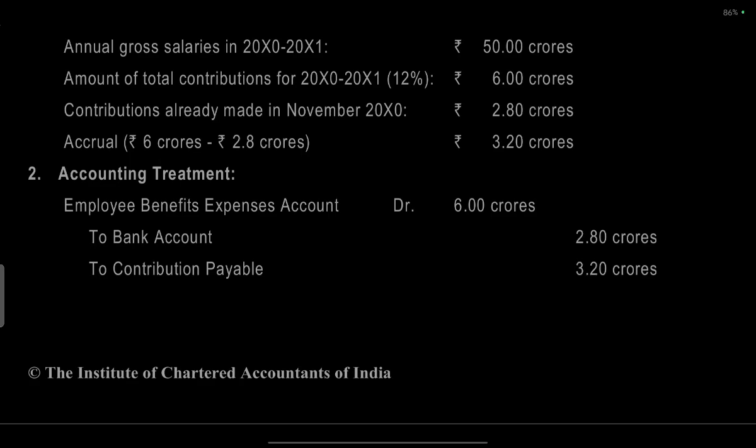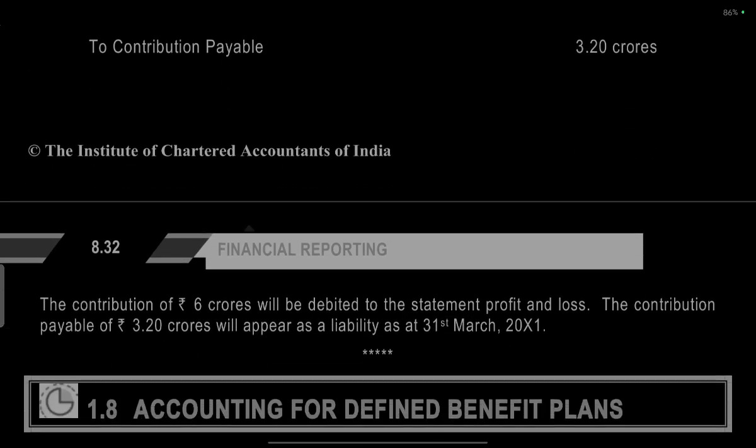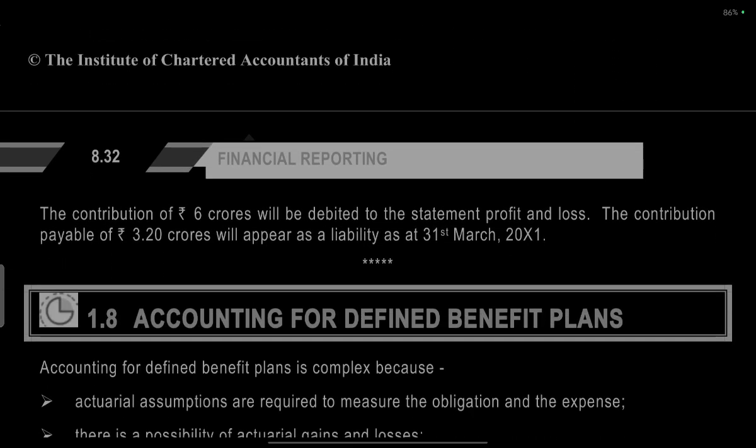The accounting treatment is: Employee benefit expenses 6 crores, to bank 2.8 crores, and contribution payable 3.2 crores. The contribution of 6 crores will be debited in the statement of profit and loss. The contribution payable of 3.2 crores will appear as a liability on 31st March.